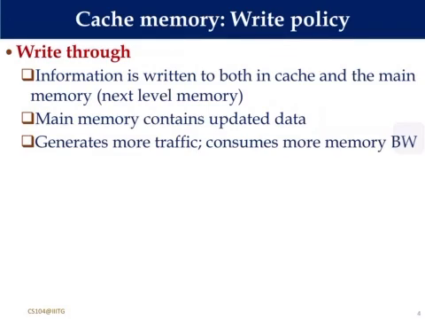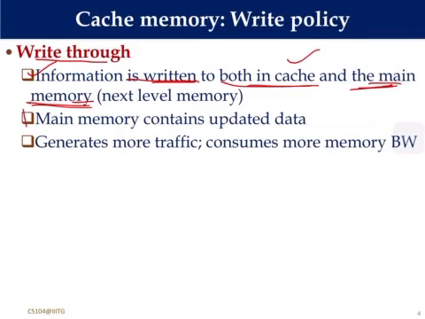So write through says you write through. It's a through, right? So through to the next level. It says whatever we want to write is to be written both in the cache, of course it is to be written in the cache in any case, and it is also to be written in the main memory. Or if you have multiple layers of cache, then it is also to be written in the next level of cache, right?